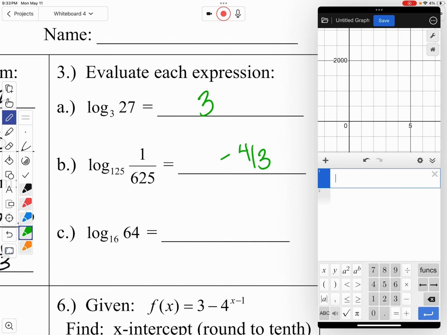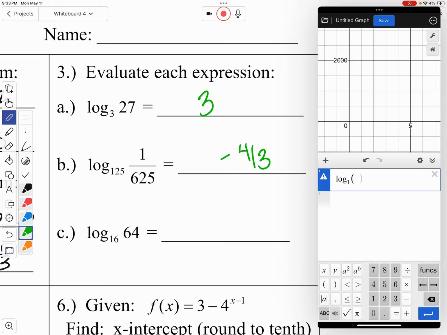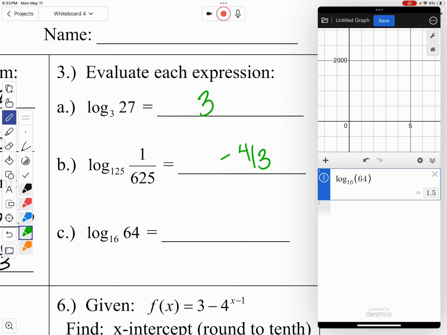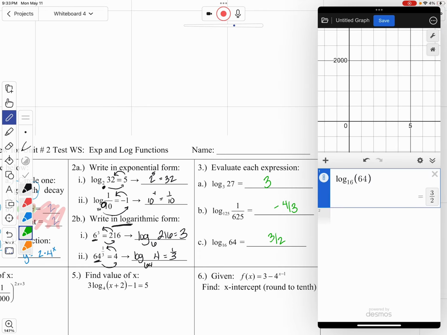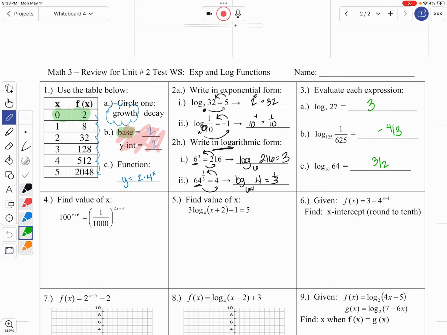And the last one, log base 16 of 64 is 1.5, or it can be turned into 3/2. So Unit 2 focused a lot on just converting back and forth, but the skills are available for you in Desmos.